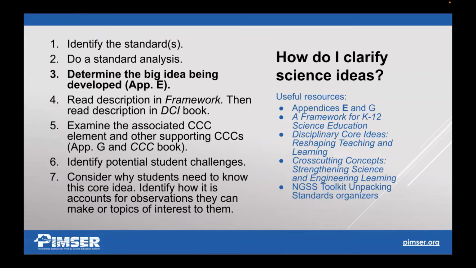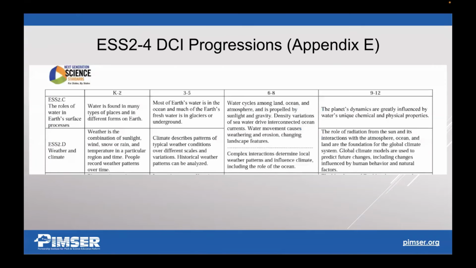A useful resource for this is going to be Appendix G. In Appendix G, I'm looking at the progression of the big core idea for each of those core ideas in the disciplines Earth, Life, and Physical Science. I've excerpted a little piece from Appendix E, and let's just look at the top part, ESS 2.C, the roles of water in Earth's surface processes. That's the one we'll just focus on for now.